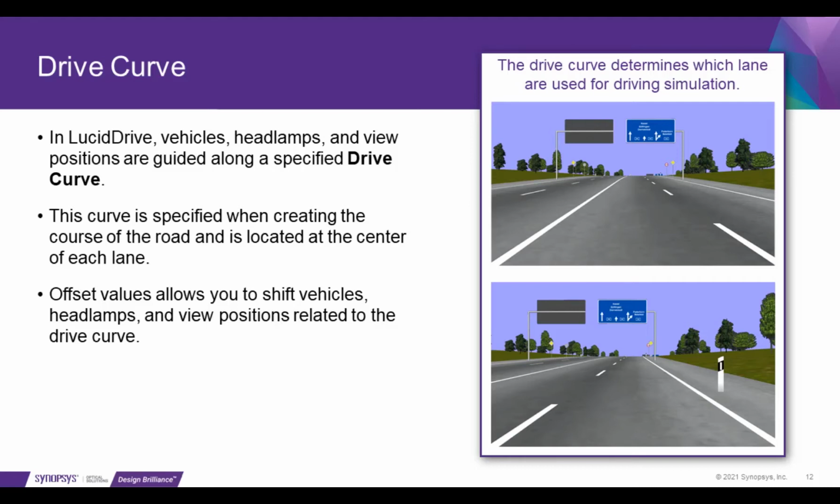In the bottom image, the drive curve of the right lane was selected. So, the view position is oriented along the right lane. In the example of the top image, the drive curve of the right passing lane was selected. Therefore, the view position is located on the passing lane. In LucidDrive, you can choose the drive curve in the Scene menu.